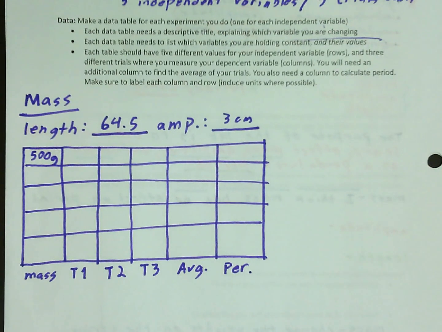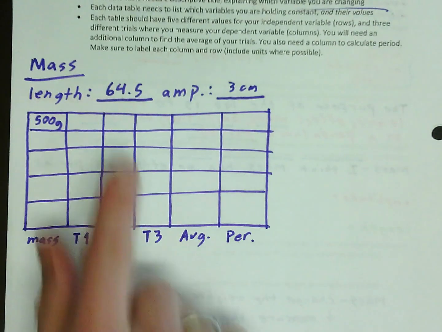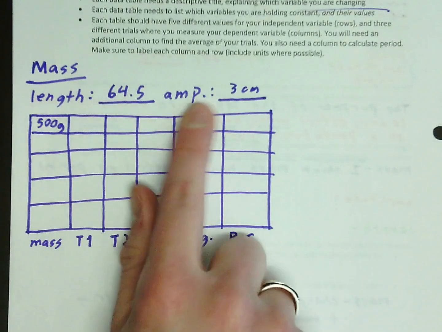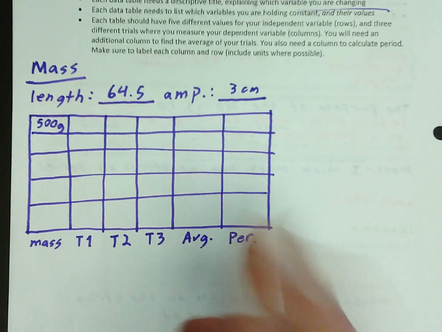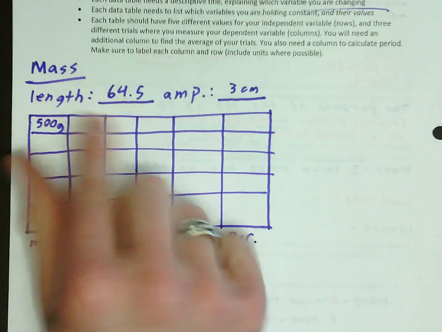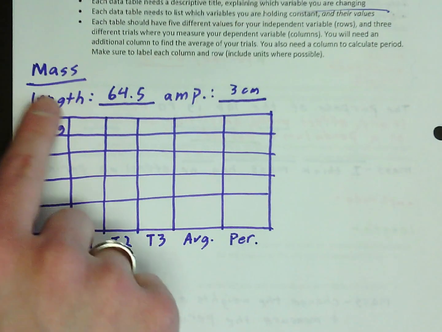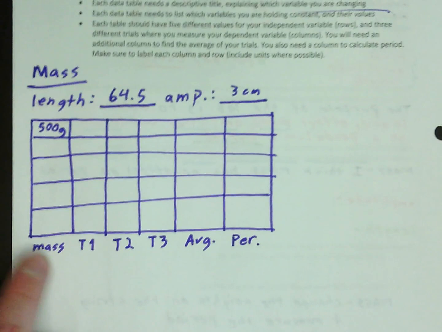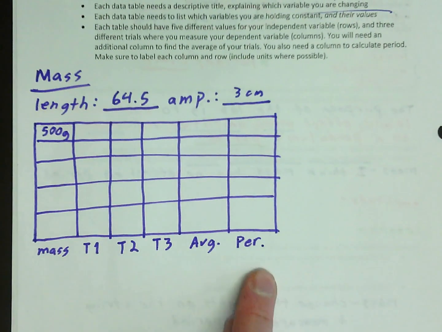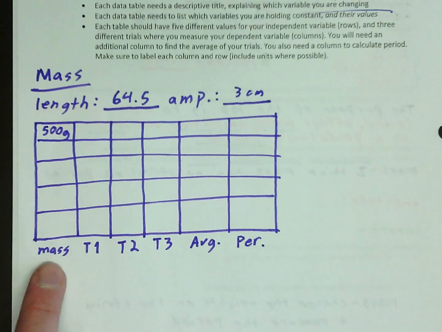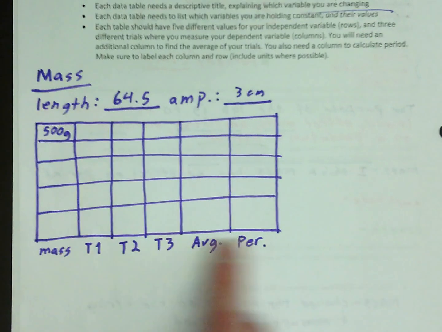You're going to need to make 2 more of those. You need to make one for length, and you need to make one for amplitude. For the length one, you're going to have mass constant and amplitude constant. For the amplitude one, you're going to have length constant and mass constant. For the length one, you're going to put your different lengths in this first column, but the rest of the columns will stay the same.